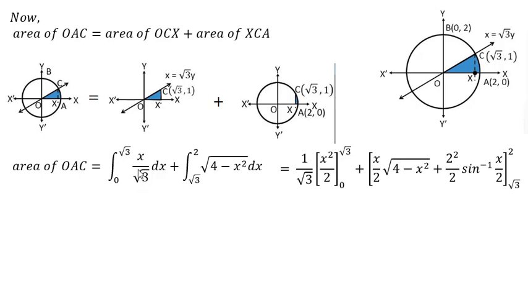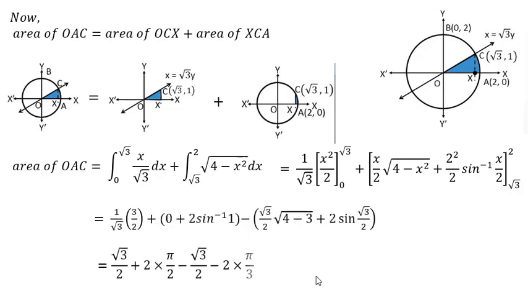Now 1 upon root 3 we will take out. Integration of x is x square upon 2. We will put the limit as 0 to root 3, plus the area of root of a square minus x square. We will write x upon 2 root of a square minus x square plus a square upon 2 sin inverse x upon a. We will put the limit, solve it, and finally we will get the answer. Here we are getting the answer as pi by 3. So the required area is pi by 3 square unit.